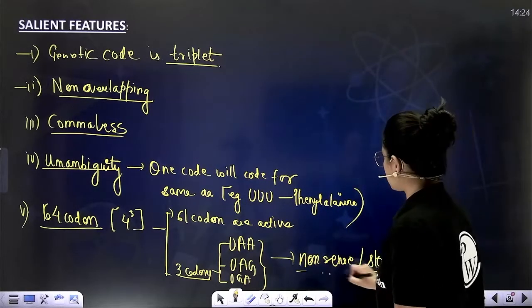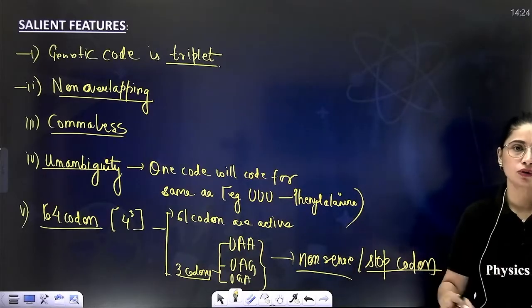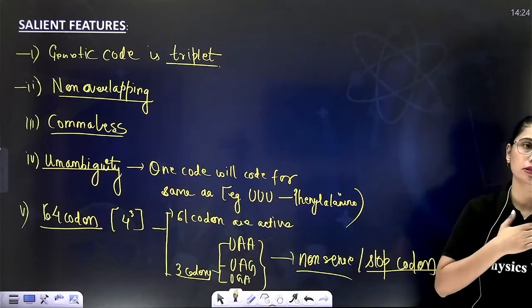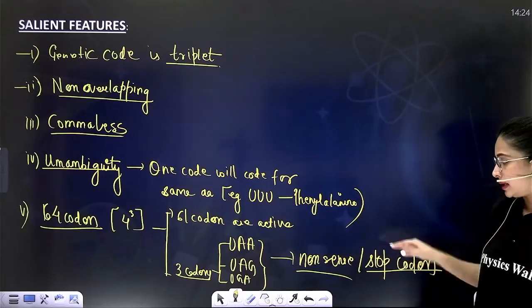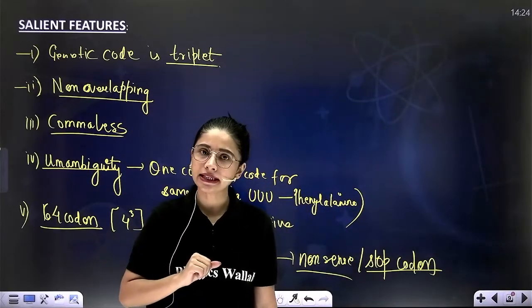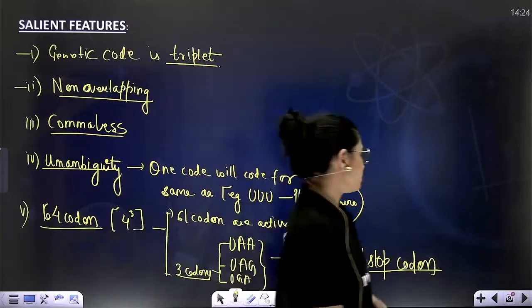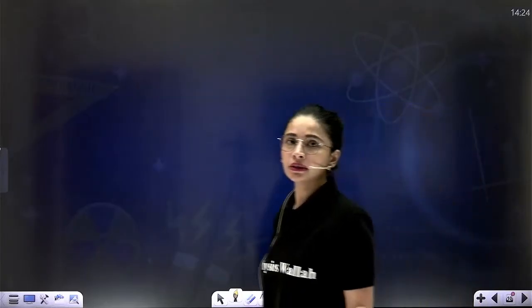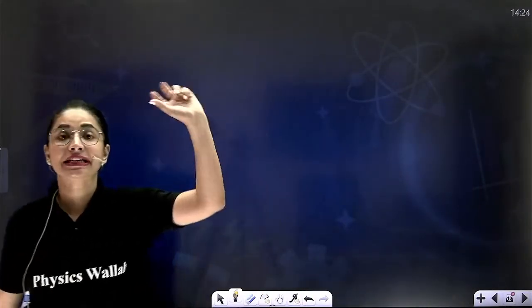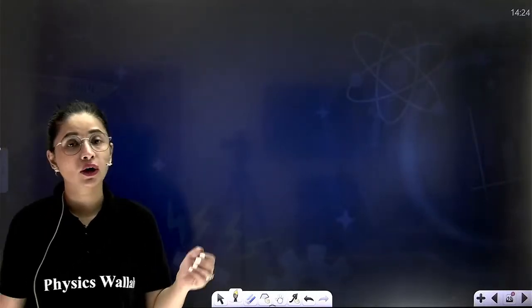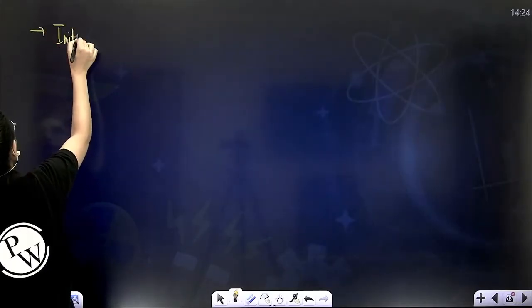So why are they nonsense or stop codons? Because they do not code for any amino acid. They simply stop the process of translation. Clear? Understood? Next. So these are basically called termination codons. Now, apart from termination, there is one codon which always initiates the process of translation, be it in prokaryote or in eukaryote, which is AUG. So next is the initiation codon.